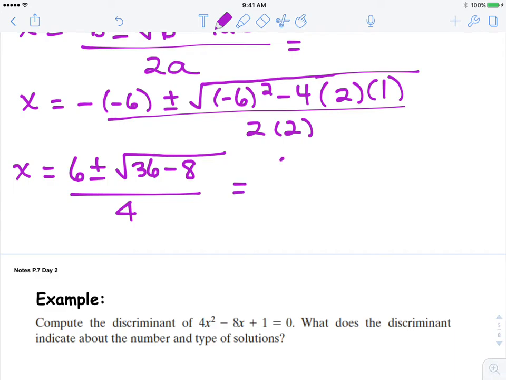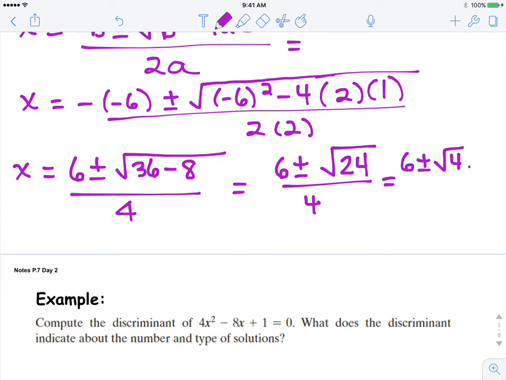Continue simplifying. 6 plus or minus the square root of 36 minus 8, which is 24, over 4. Now we need to separate out that square root of 24 as the square root of 4 times the square root of 6, because we're looking for a perfect square. And then x equals, this is a perfect square, so the square root of 4 is 2.